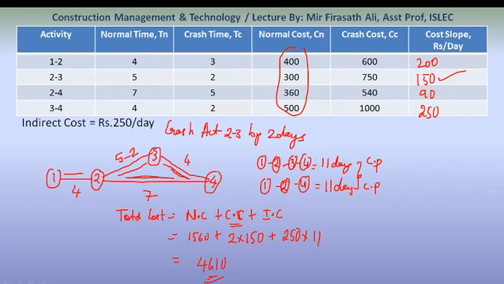4610. Now we have got point 3. What is our point 3? Time is how much? 11 days. Cost is 4610. Okay. Cost is 4610. So this was nothing but our step 3.